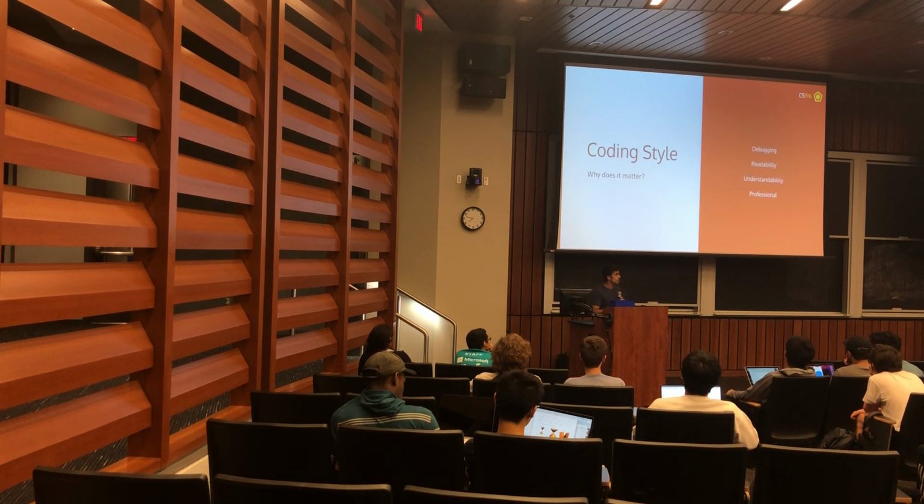So why is it important? One of the reasons is debugging, so it's easier to find a problem if your code is nice and neat. Also, it's easier to read and understand if someone else is trying to read your code. If your code is all messy, it's going to be harder for them to understand what's going on. So making it neat and understandable and using good style is important.